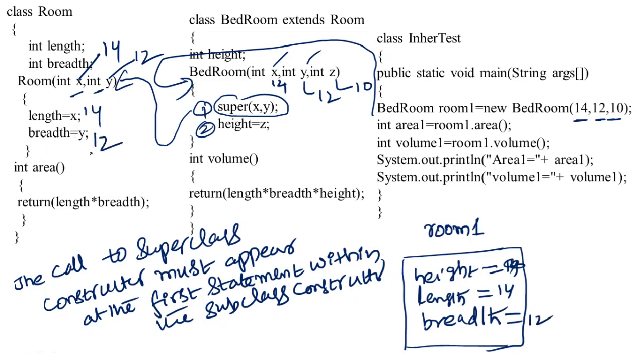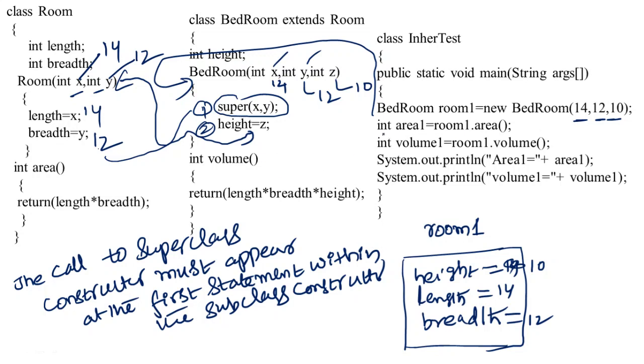I will come back. Here height equal to Z. What is my Z value? Sorry, Z value is 10. I initialized all the members. Now, after that, what happens?